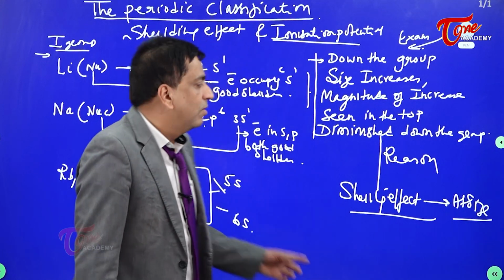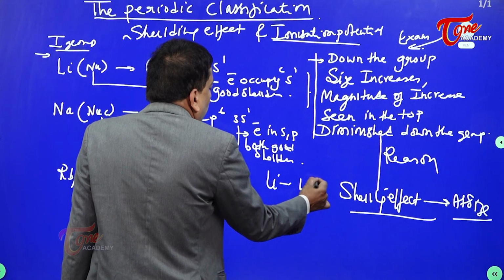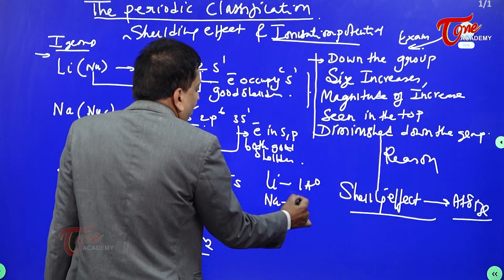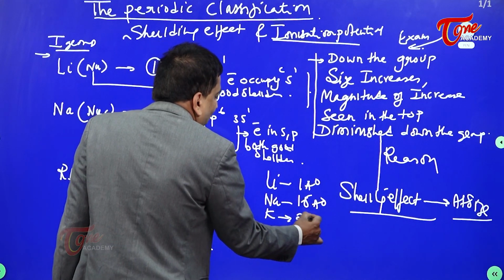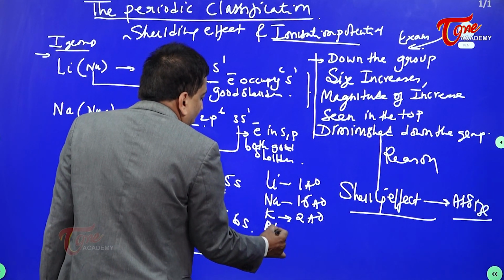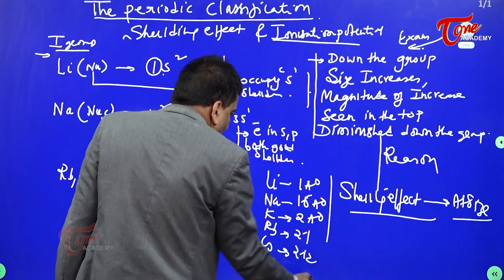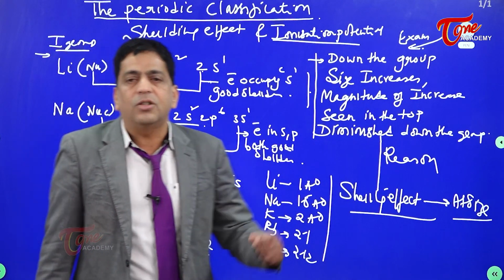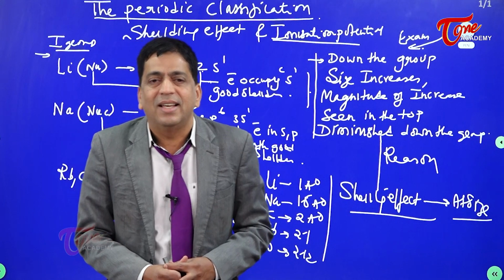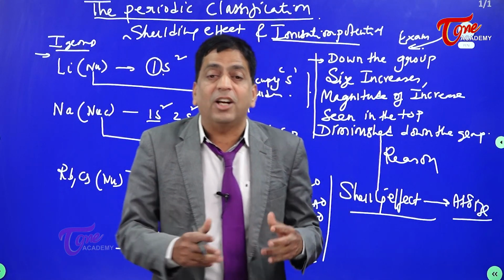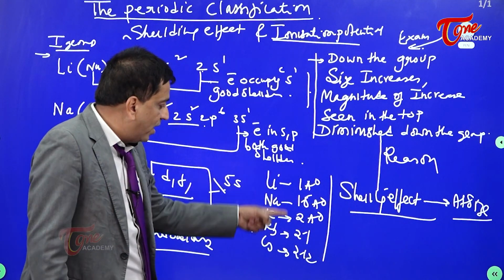That's why you see the size of lithium, if I give an arbitrary value of 1 angstrom, then for sodium it becomes 1.5 angstroms. For potassium it becomes 2 angstroms. And then for rubidium and cesium, it is 2.1 and 2.12. You can see the size increasing at the top of the group, whereas when you come to the bottom, the same thing decreases. The magnitude of increase decreases. I'm not telling you the size is decreasing. The size is increasing. You can see from 1 it has become 2.1.